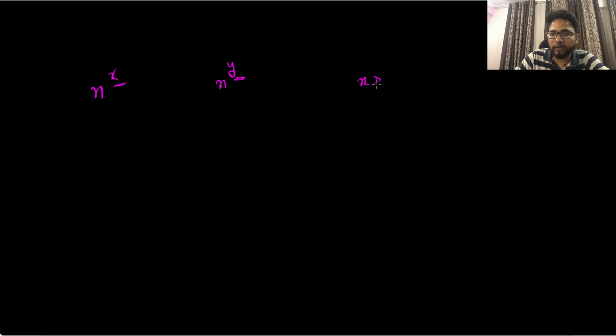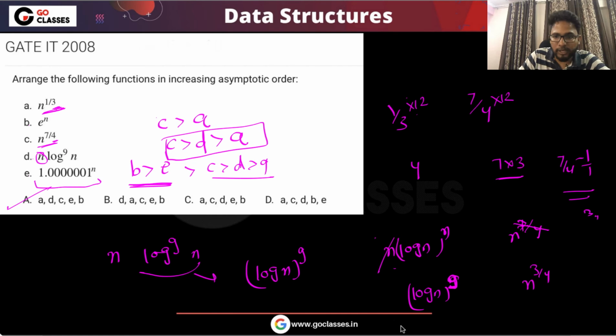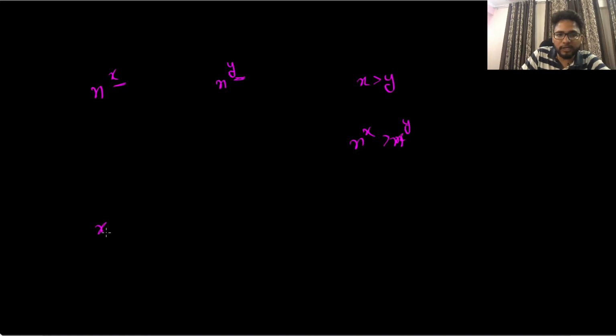If x is greater than y, then you can say n power x is greater than n power y. Okay. And what about if the bases are different and the power is the same, let's suppose n? Let's suppose it is x power n and y power n. Then if powers are the same and bases are different, it is also applicable. You can say if x is greater than y, then x power n is also greater than y power n.